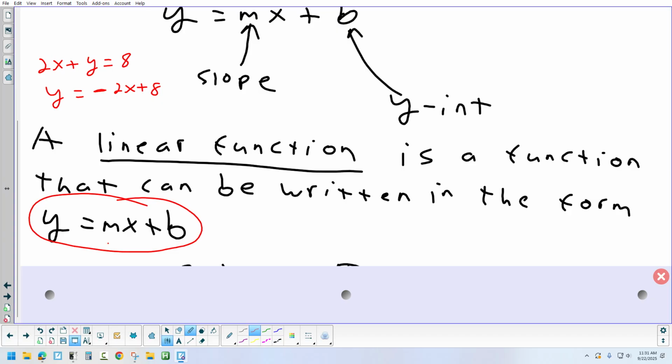No complex numbers here. Okay, m and b have to be real numbers. So fractions, decimals, negatives, those are all fine. But nothing with like an i in it. That's imaginary.